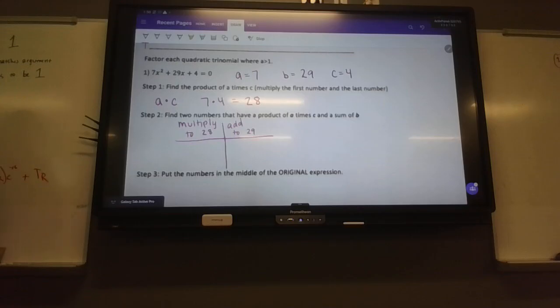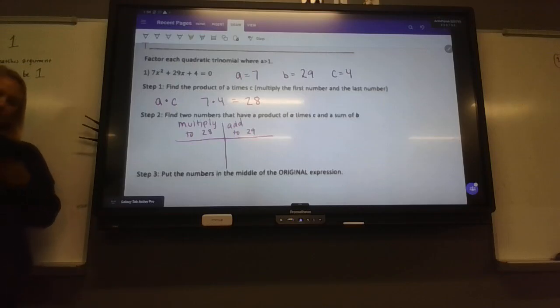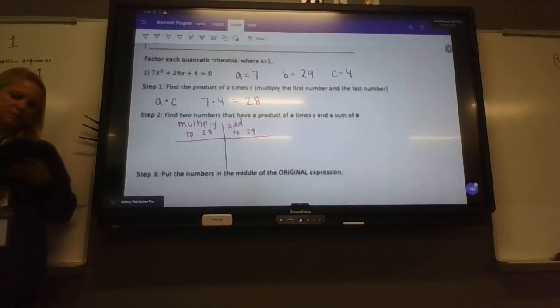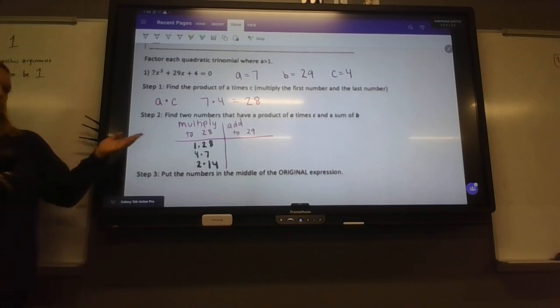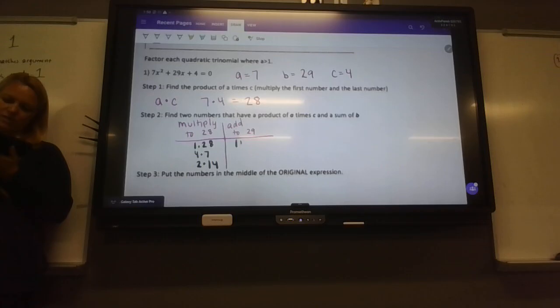What type of numbers multiply to 28? Well, there's 1 times 28, there's 4 times 7, and there's 2 times 14. 1 and 28 will add to 29. So of all the options, we're going to pick 1 and 28.